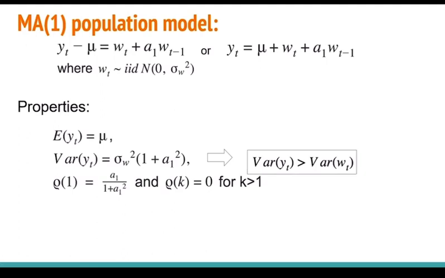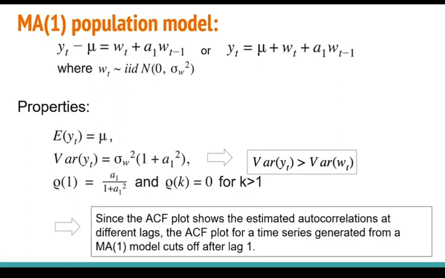What I'm trying to talk about here is that if the variance of yt is equal to the variance of the noise multiplied by this quantity, then what that implies is that the variance of yt will be greater than the variance of the noise. So that is what I mean. Since the ACF plot shows the estimated autocorrelation at different lags, I think you know that, the ACF plot for a time series generated from an MA1 model cuts off after lag 1.